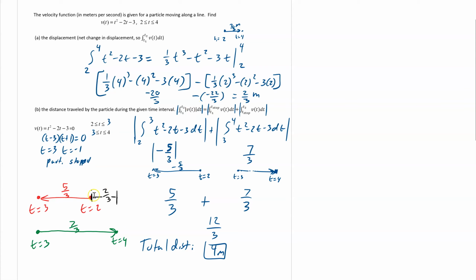So if this person saw it and took a picture, okay, well, it's here. And then 2 seconds later, it's here. So it only moved 2/3. But what it really did was went left 5/3 and then right 7/3 for a total movement of 4 meters. So total distance was 4 meters. Net change was 2/3.